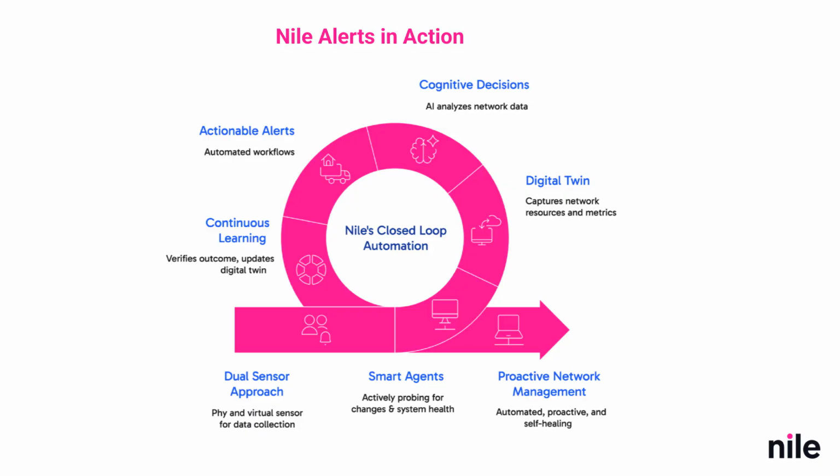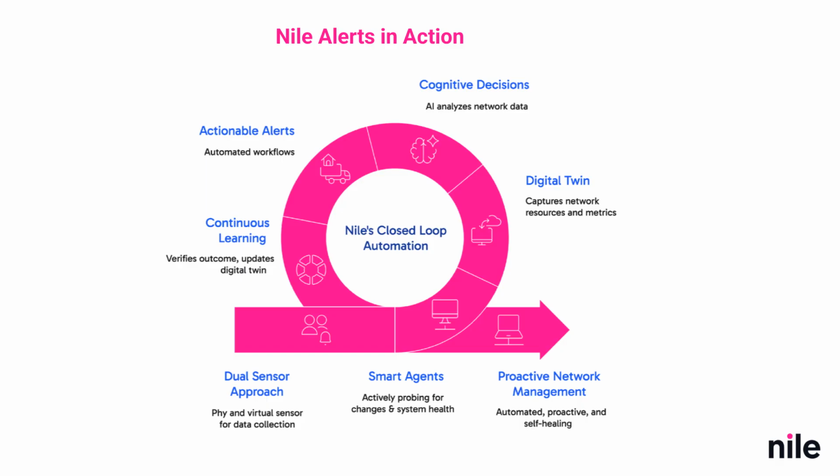Imagine a team of physical and virtual scouts spread across your network, always on the lookout and gathering insights from all corners. Next, smart agents jump into action, constantly probing for changes and monitoring system health, like having diligent doctors giving the network regular checkups to catch any hiccups early. All this data powers your digital twin, a living, breathing virtual model that mirrors your real network, capturing every resource and metric in real time.